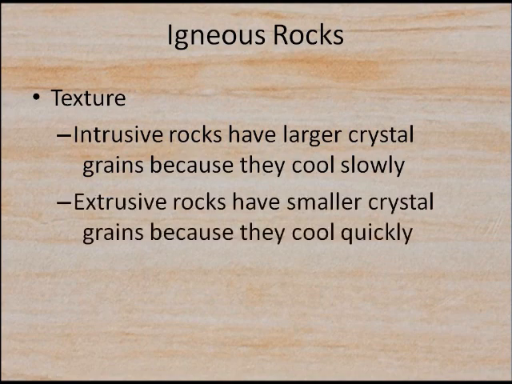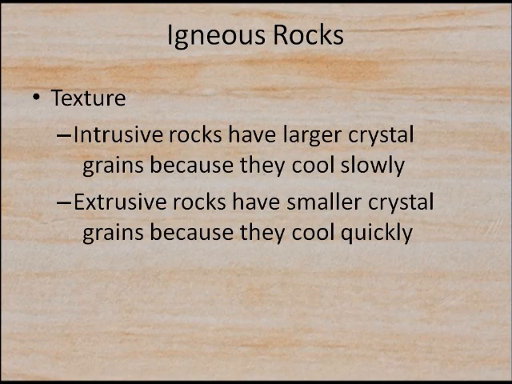Extrusive rocks is just the opposite. Lava on the surface of the earth might cool off in a matter of months, weeks, days, sometimes minutes. Those crystals don't have time to grow large. So extrusive rocks, rocks that form from material that exited the earth, lava, these extrusive rocks cooled off quickly, so they have small crystals. Intrusive rocks, rocks that formed inside the earth from magma, cool off slowly, so they have large crystals.